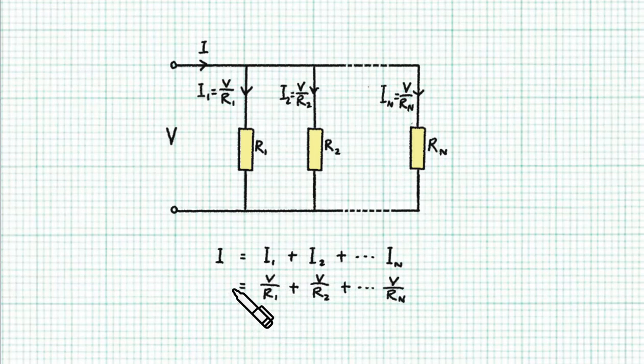Move the V to the left side of the equation, and we have I over V equals 1 over R1 plus 1 over R2 plus all the way until 1 over Rn. Now listen, V over I is the effective resistance of this resistor network. So I over V will be 1 over the effective resistance of all these resistors in parallel.